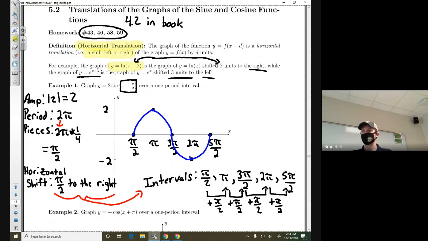That would be a 1-period interval. And that's it.